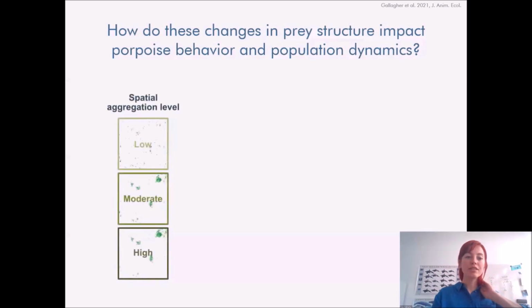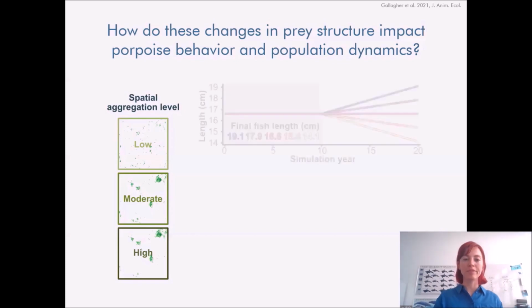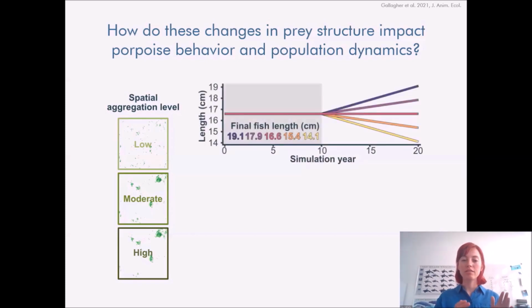All right, so for these scenarios, we ran the model under three different spatial aggregation levels, where the same amount of food could either be clumped into dense food patches or distributed more evenly across the environment. And then we changed fish length. So over the simulation period, fish length could either increase or decrease over a 10-year period.